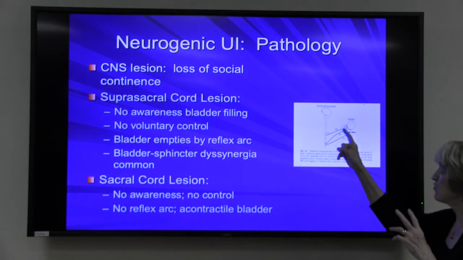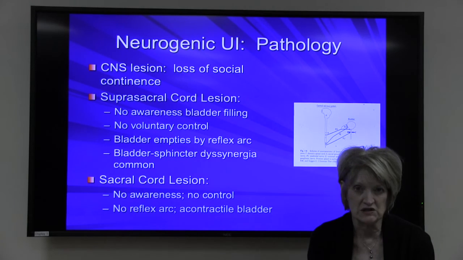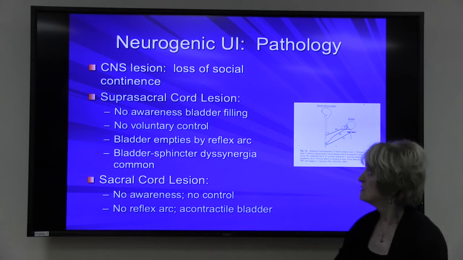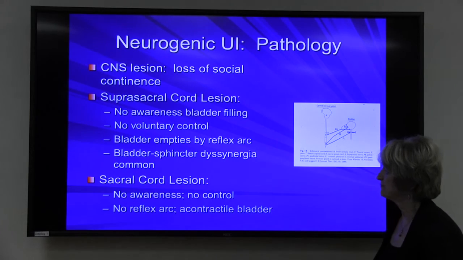So suprasacral cord lesions, those are your spinal cord injured patients. Most of them have suprasacral cord lesions. All of your paraplegics, or most of your paraplegics, all of your quadriplegics have suprasacral cord lesions. A lot of your MS patients have suprasacral cord lesions. So very common among your spinal cord injured patients.